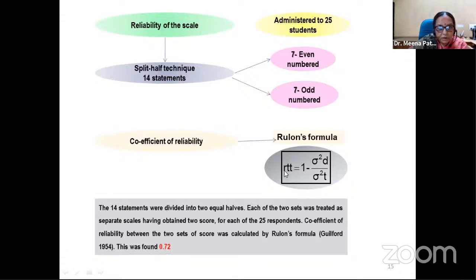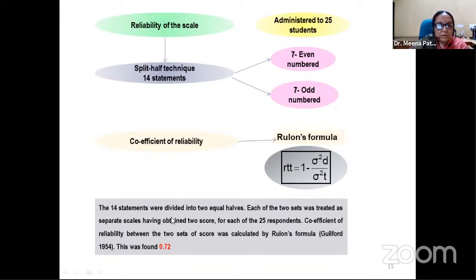The coefficient of reliability is equal to 1 minus the variance of total difference divided by the variance of total score. You have to measure with this formula whether our scale is reliable or not. How it is done, we can see in the next slide.